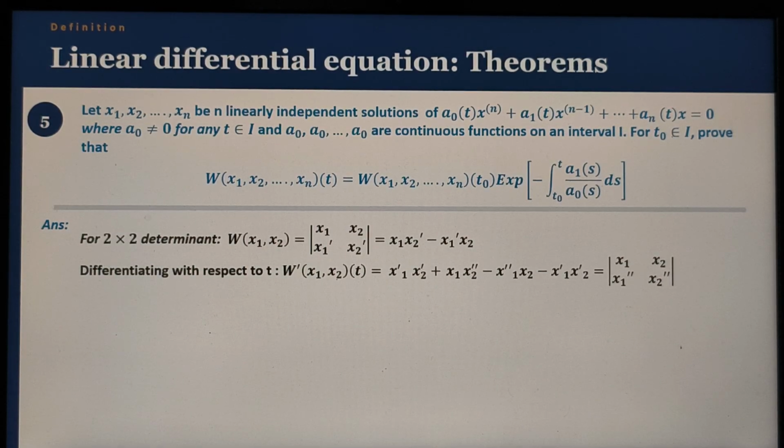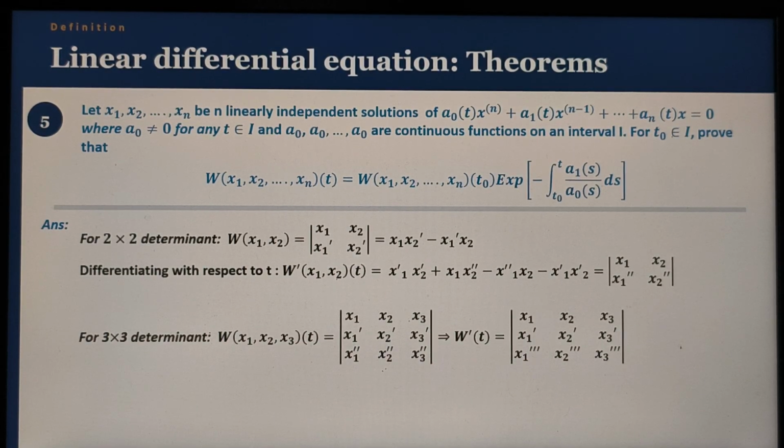Okay, so before proving this theorem, at first we see some basic properties of the derivative of a determinant. When you consider the 2 by 2 determinant W(x1, x2), with rows x1, x2 and x1', x2', when we differentiate with respect to t, we get W' equal to x1' x2' plus x1 x2'' minus x1'' x2 minus x1' x2', which implies the determinant with rows x1, x2 and x1'', x2'' in determinant form.